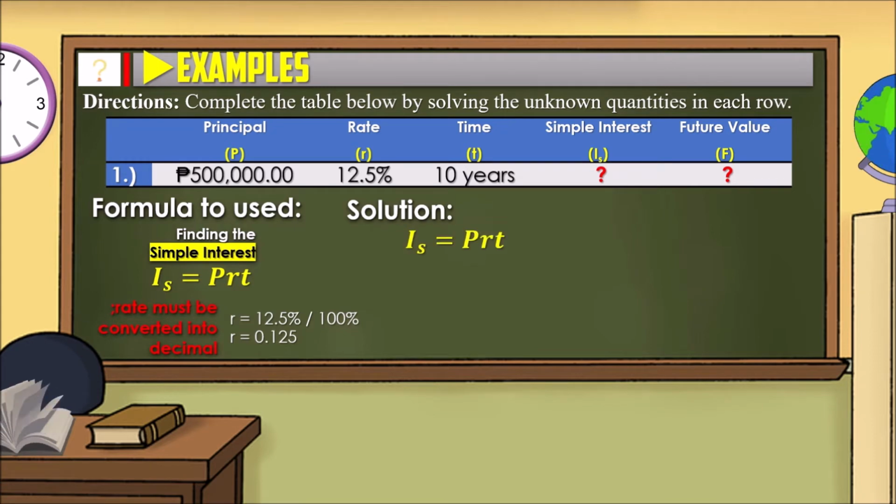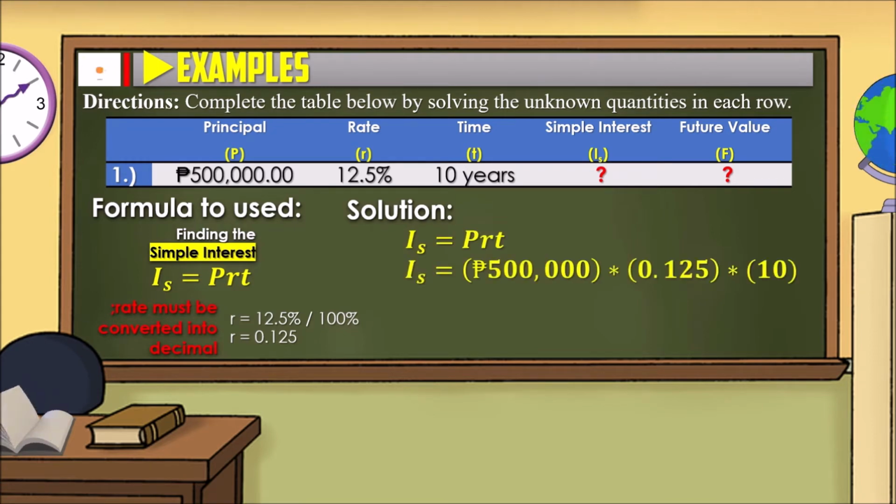Use the formula in finding the simple interest. Substitute the given to the formula. Now, perform the operation. The final answer for simple interest is 625,000 pesos. Next is to find the future value.